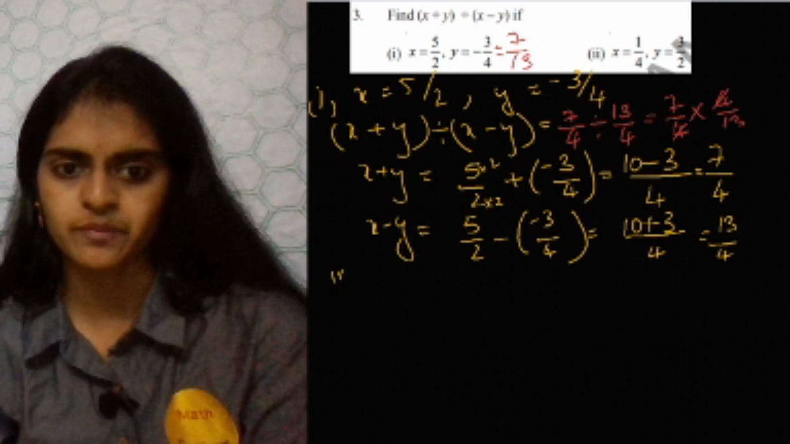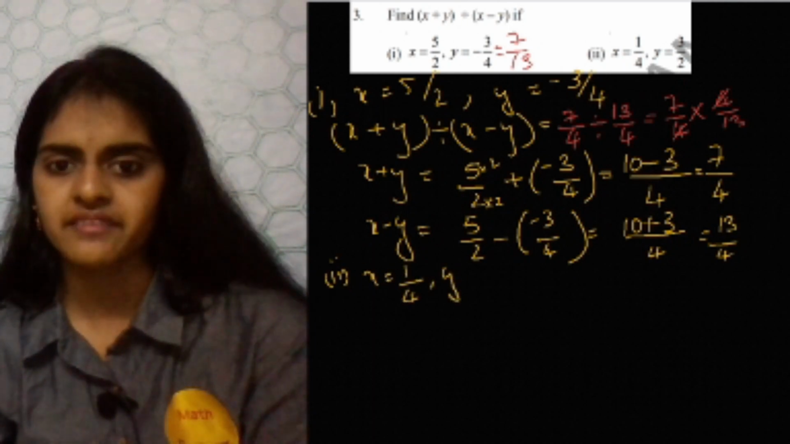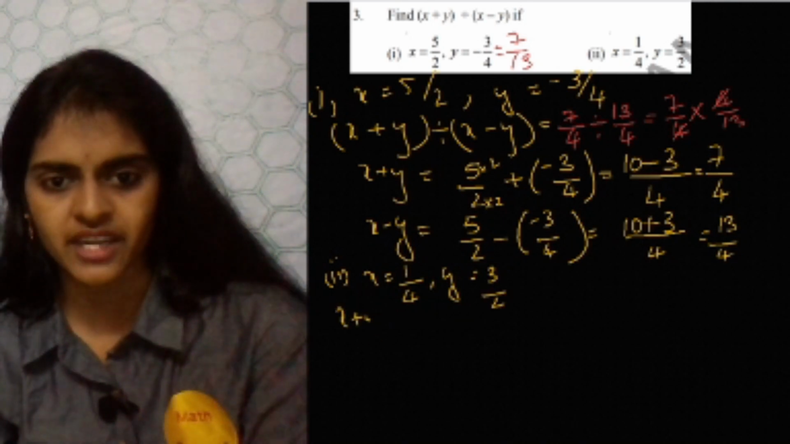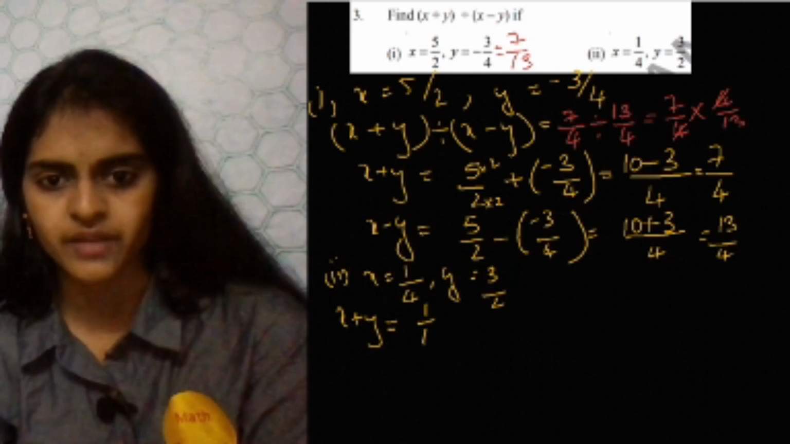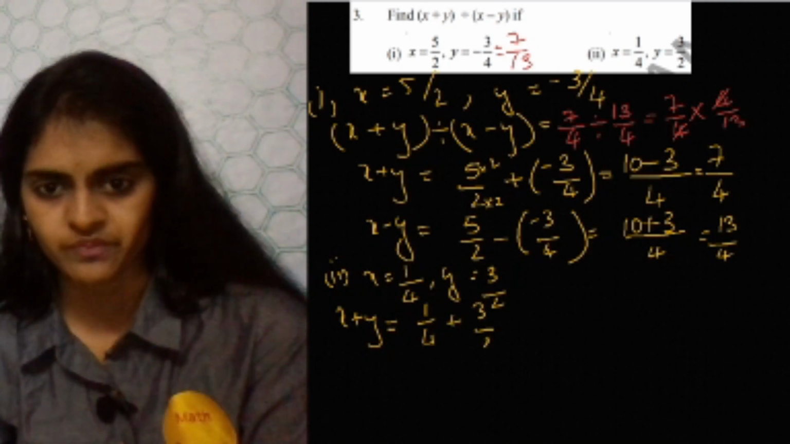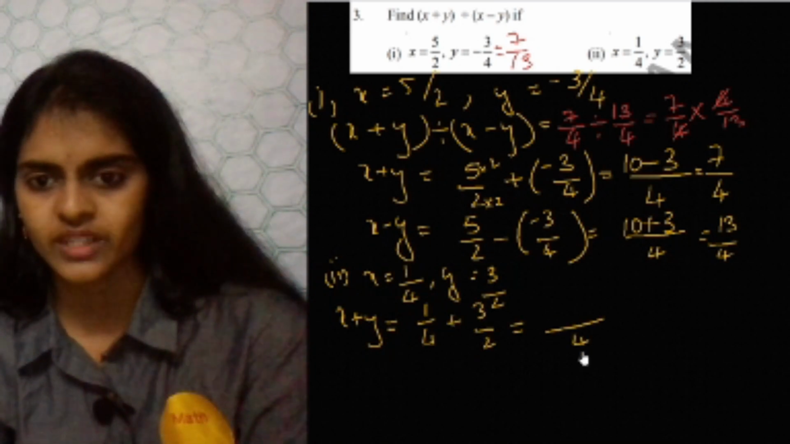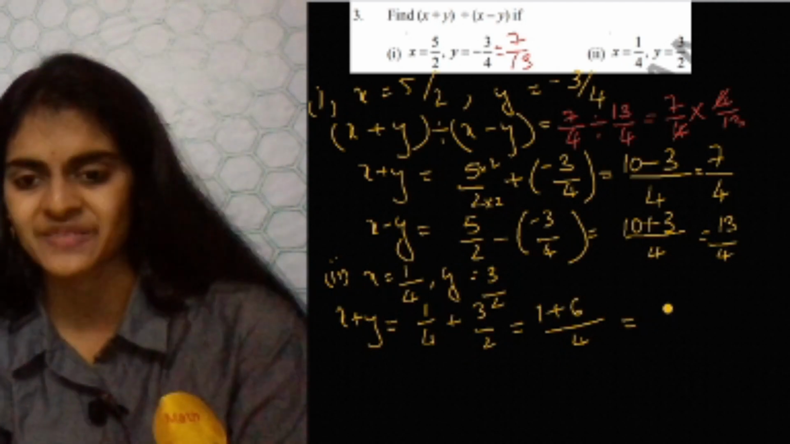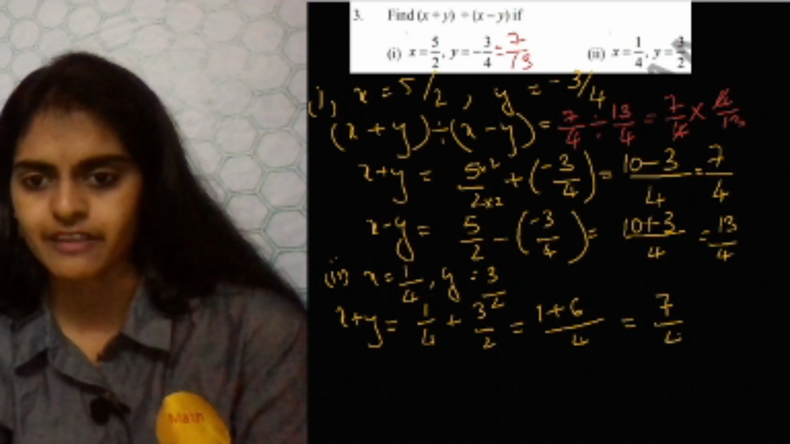So see, in second bit, you have x is nothing but 1 by 4, y is nothing but 3 by 2. Okay, here also let us find x plus y first. X plus y is 1 by 4 plus 3 by 2. Okay, so this is nothing but 4 is LCM. So here you will have 1 plus 6. I hope you are clear with your LCMs. Okay, so this is 7 by 4.